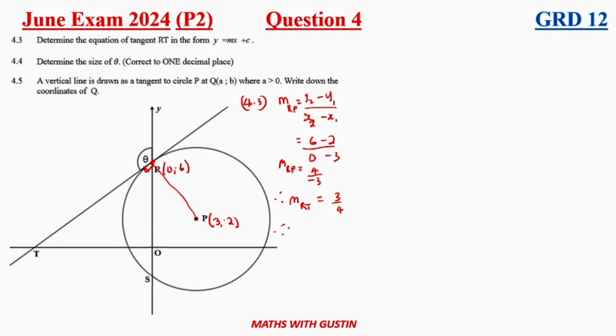Therefore, we need to go and find the equation. I'm using the equation y minus y1 equals gradient times (x minus x1), so I'm going to use this point here that is on the line. Therefore, y minus 6 is equal to 3 over 4 times (x minus 0). Therefore, our equation of RT, of the tangent, is going to be y equals 3 over 4 x plus 6. Great stuff. And that's how you would deal with this one here. That's the equation of RT.